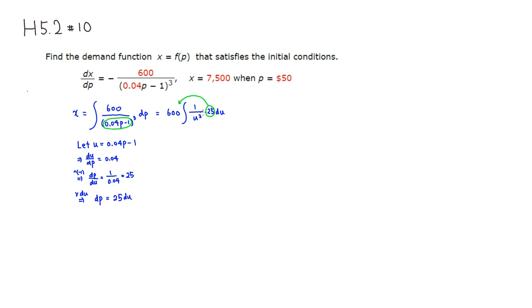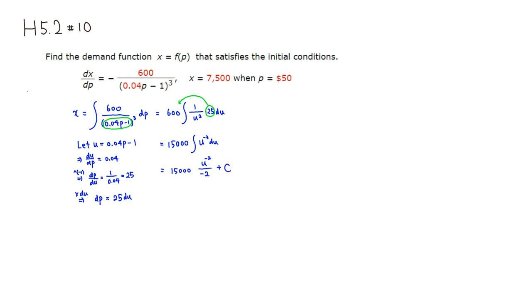So what's 600 times 25? You have 2 zeros, 6 times 5 is 30, and 6 times 2 is 12, so it's 15,000. Then here we have an integral. I don't like fractions, so I'm going to write it as a negative 3 power and du. So this is going to be equal to 15,000, add 1 to the power, so it's negative 2, and then divide by negative 2, plus some constant c.